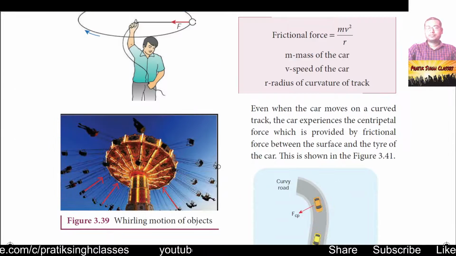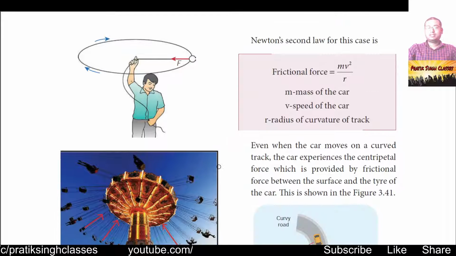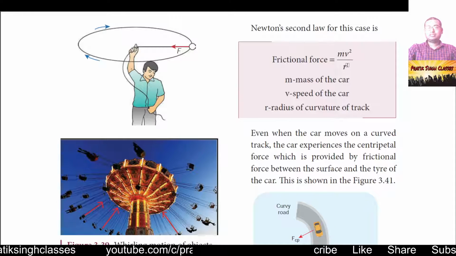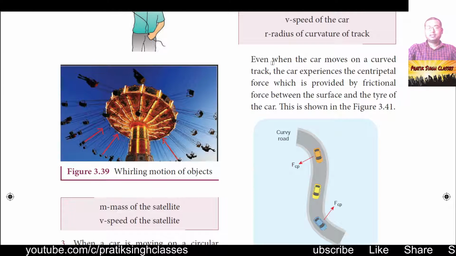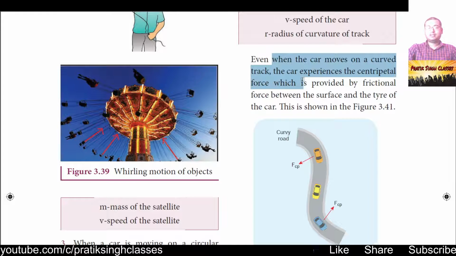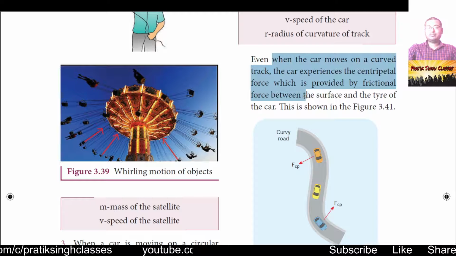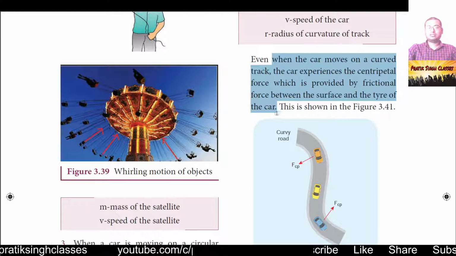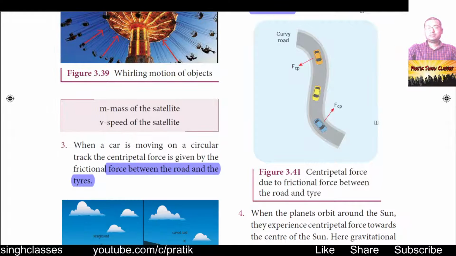Okay, Newton's second law for this case is frictional force is equal to mv square by r, where m is the mass of the car, v is the speed of the car, and r is the radius of curvature of the track. Even when the car moves on a curved track, the car experiences the centripetal force, which is provided by the frictional force between the surface and the tire of the car, as shown in figure 3.241.